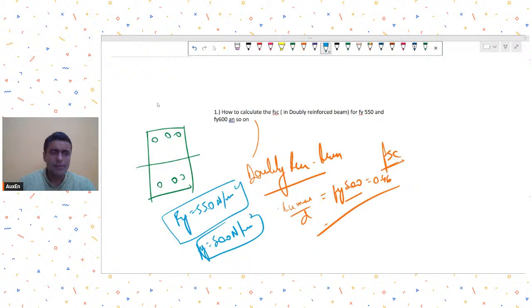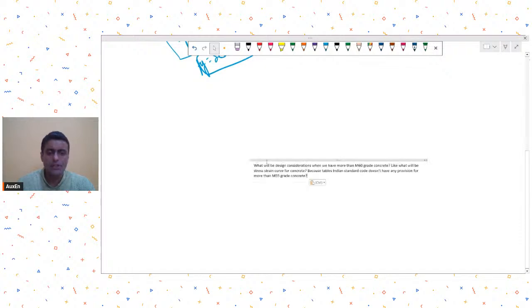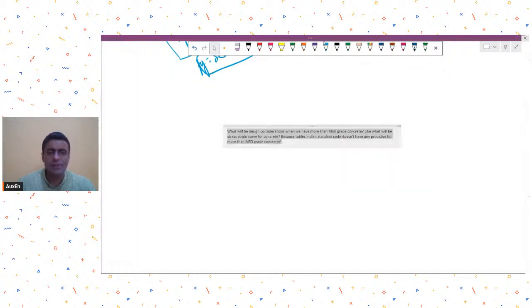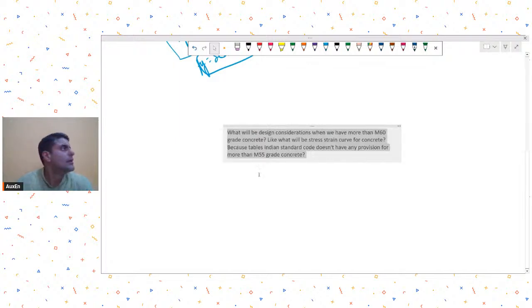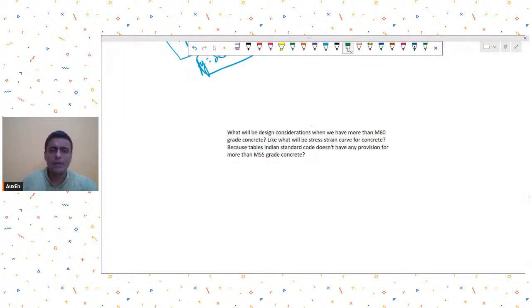Next question is by Mr. Harish Acharya from Udupi, Karnataka. He's asking what will be the design considerations when we have more than M60 grade concrete. So again, this is similar. Mr. Chinmay was asking about the reinforcement grades that are not mentioned, and Mr. Harish is asking about the design consideration when we have more than M60 grade concrete. So here the answer is easy.